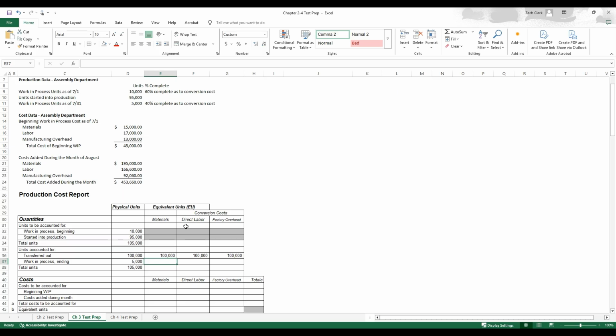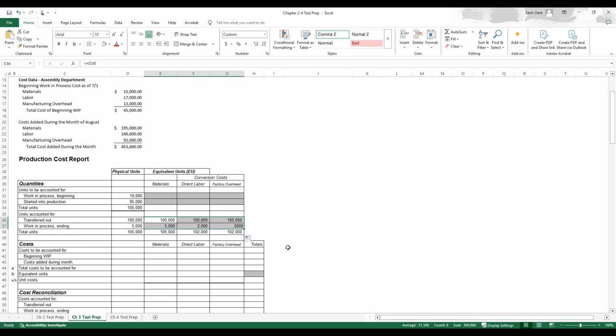Then we have to look at the percentages for the ending WIP. So materials was 100%, we talked about that a minute ago, and then 40% for labor and overhead. So now we've got 2,000 equivalent units at 40% of 5,000, and this is 100%. So basically we're just taking this number times the percentage of completion rate. Okay, and then let's add together our total units here. So just adding these numbers all up, and that's our units.